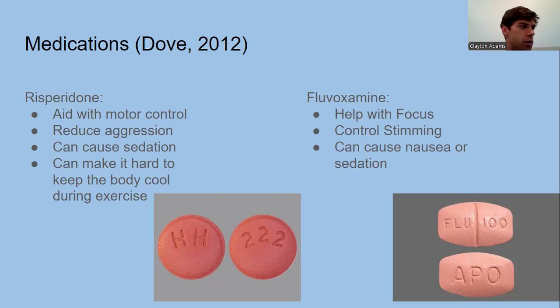Another medication to look at is fluvoxamine. It helps with focus, allows the person with autism to look inward and be able to address what they need to. It also controls that stimming that we talked about, helps those repetitive behaviors subside. On the flip side, it can cause nausea and or sedation.